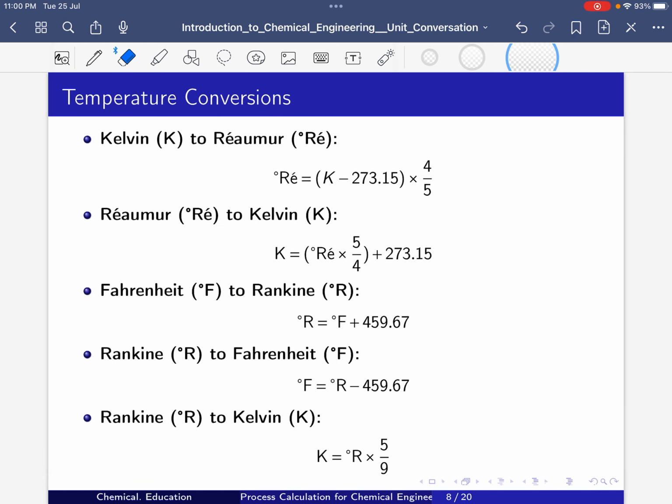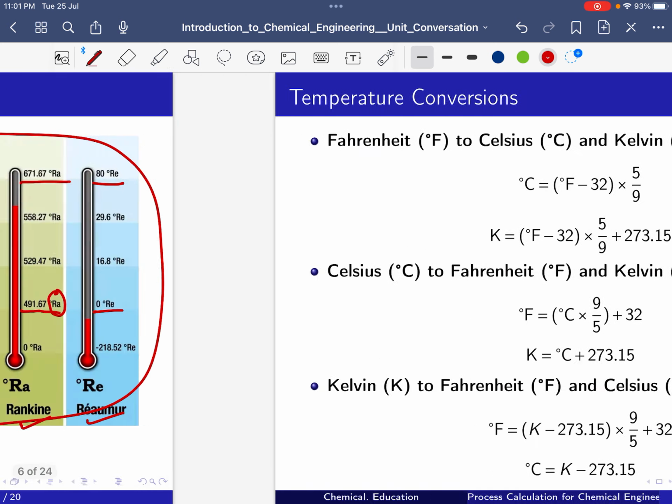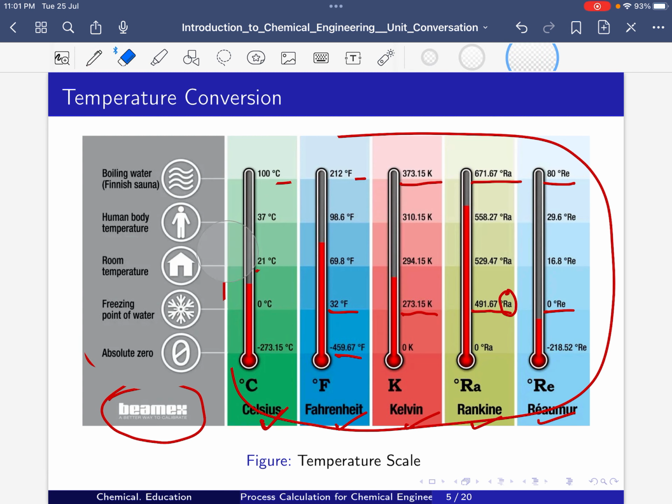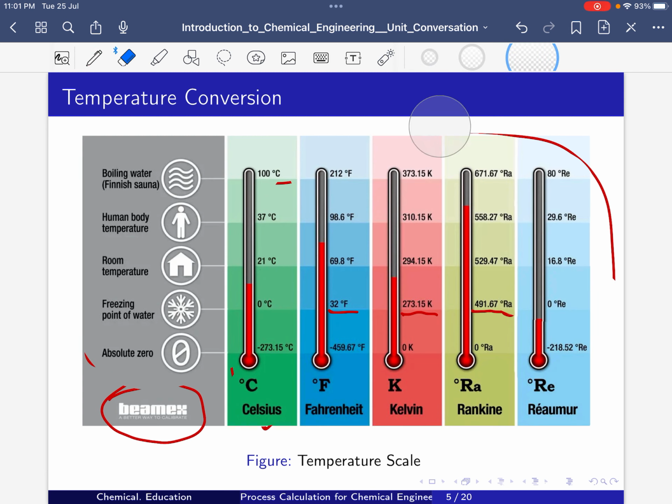Similarly, from Kelvin to Reaumur, degree RE is equal to K minus 273.15 into 4 by 5. K is equal to degree RE into 5 by 4 plus 273.15. So remember this, or we can get it from that scale. If you remember that chart and this picture, we can easily formulate it.